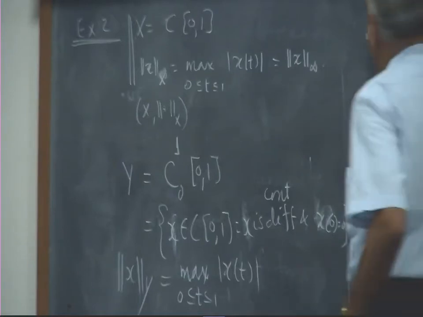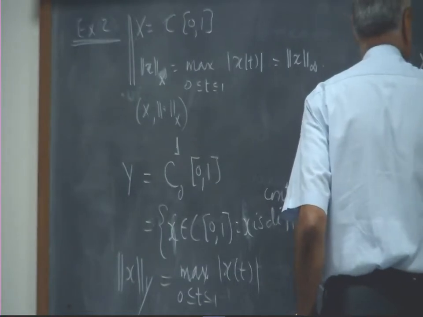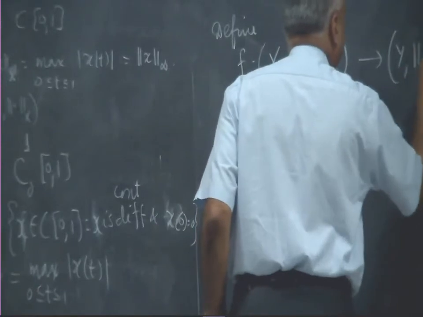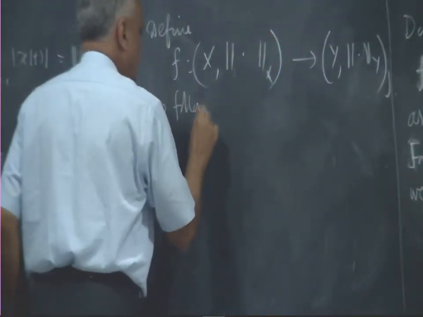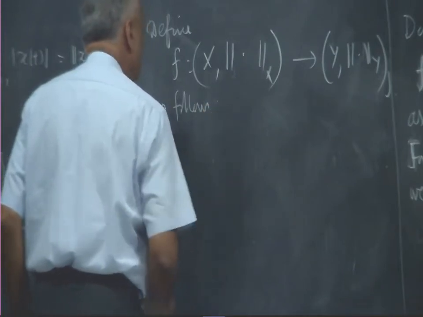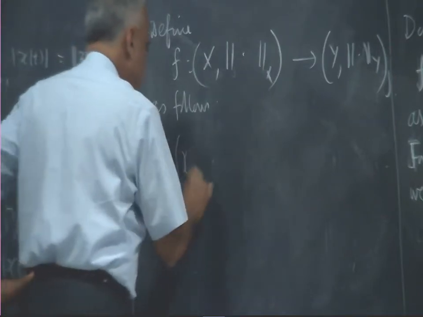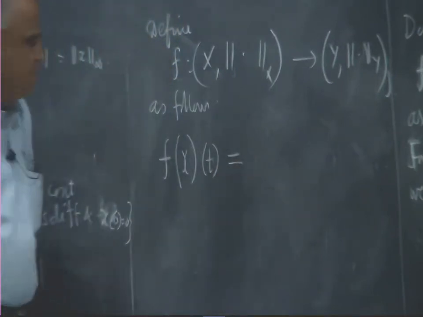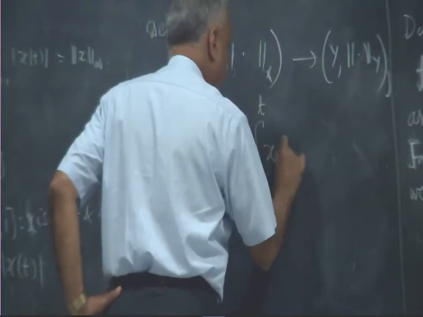So define f mapping the x space to the y space as follows. What should f do? We should take a continuous function and map it to another function. So f of x at any point t is defined as the integral from 0 to t of x(u) du.